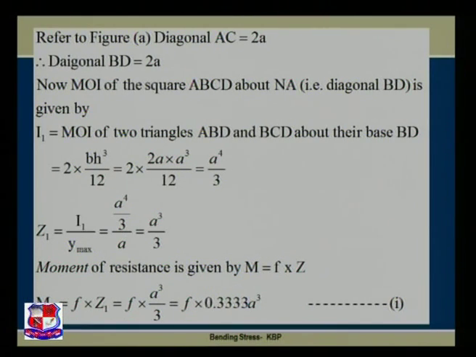Now, referring to figure A, diagonal AC is equal to 2a, which is given in the data. The data states that one of the diagonals is 2a. Obviously, diagonal BD is 2a. Both diagonals have the same size as far as the square section is concerned.